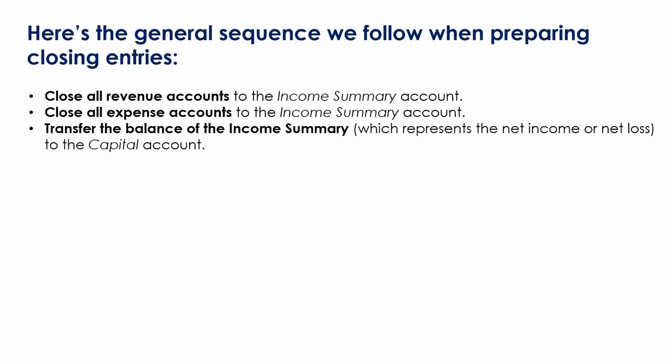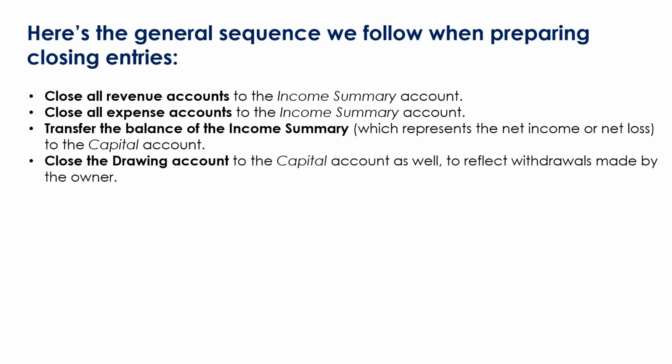Third, we transfer the balance of the income summary to the capital account. The balance at this stage represents either net income or net loss, which must be added to or deducted from the owner's equity. And finally, we close the drawing account to the capital account as well to record the owner's withdrawals and adjust the final capital balance. Once these four steps are completed, all temporary accounts will have zero balances, and the owner's capital account will reflect the results of the period, the true financial position at year-end.